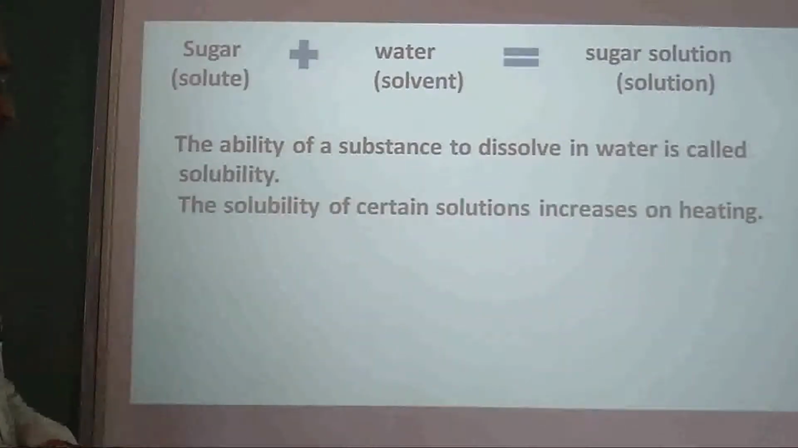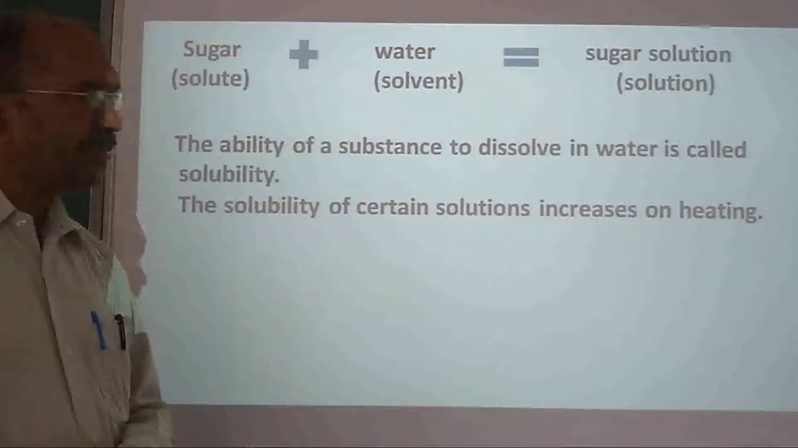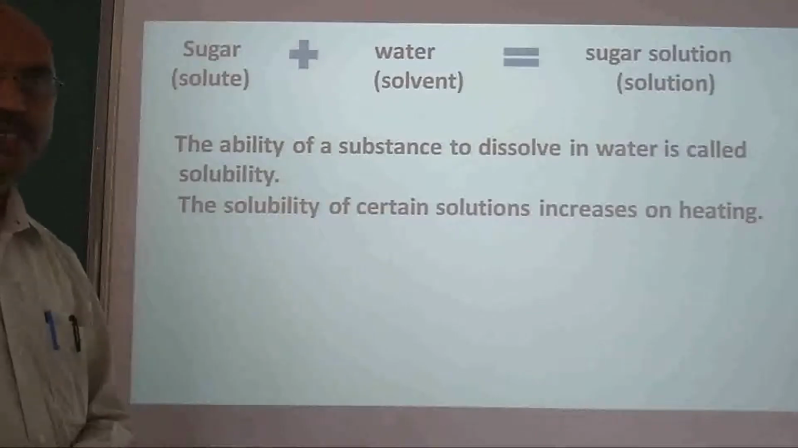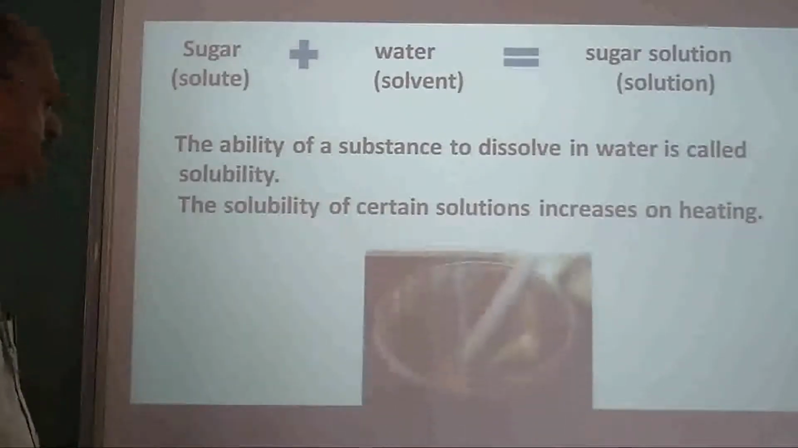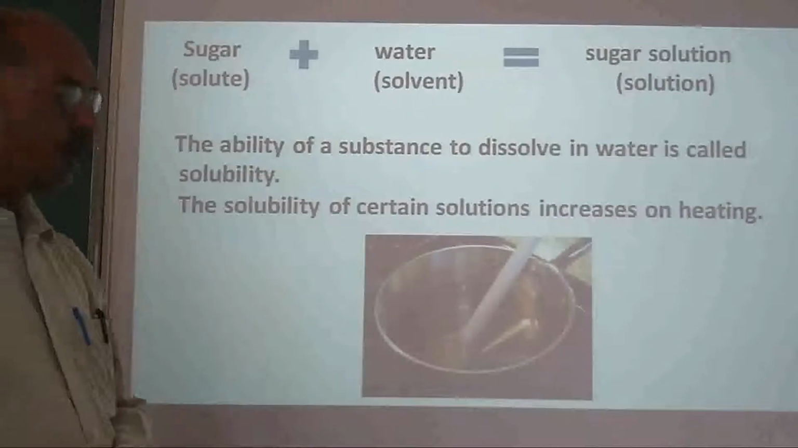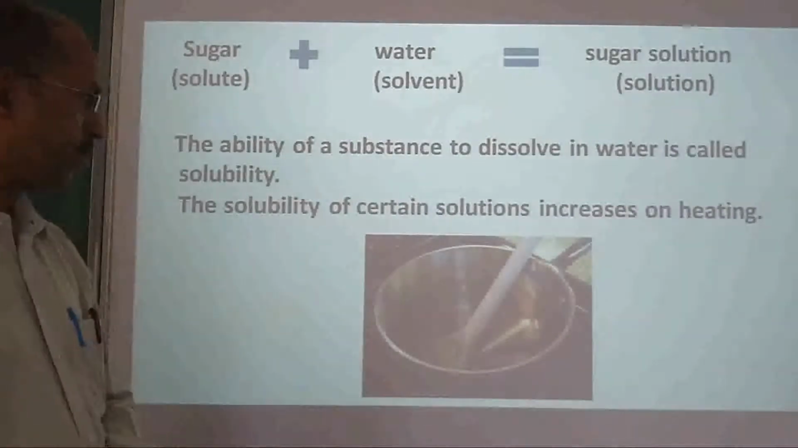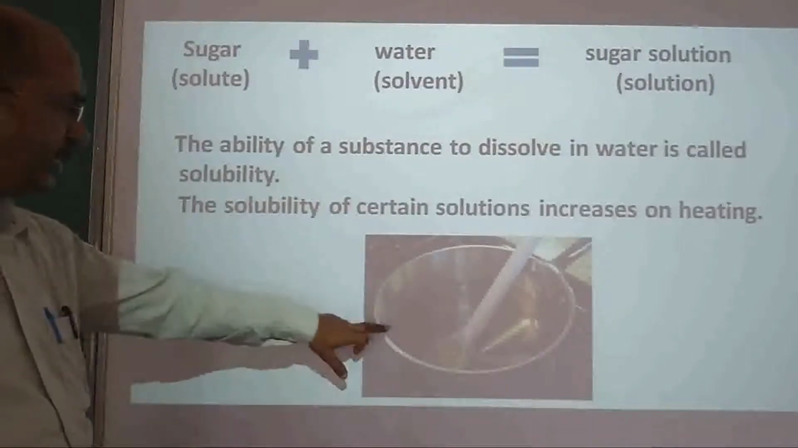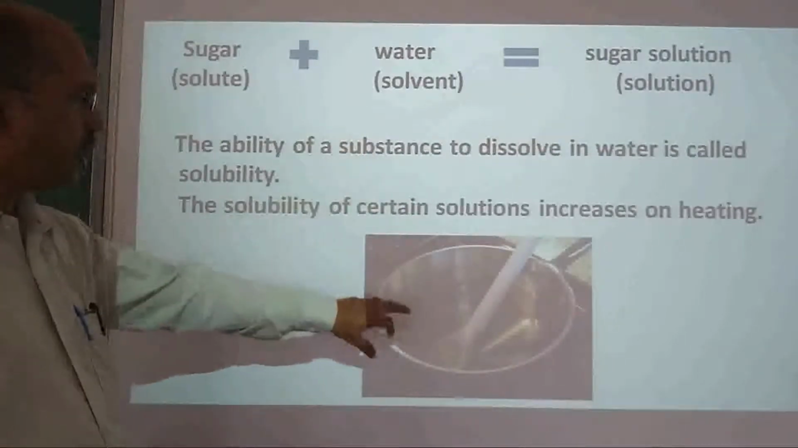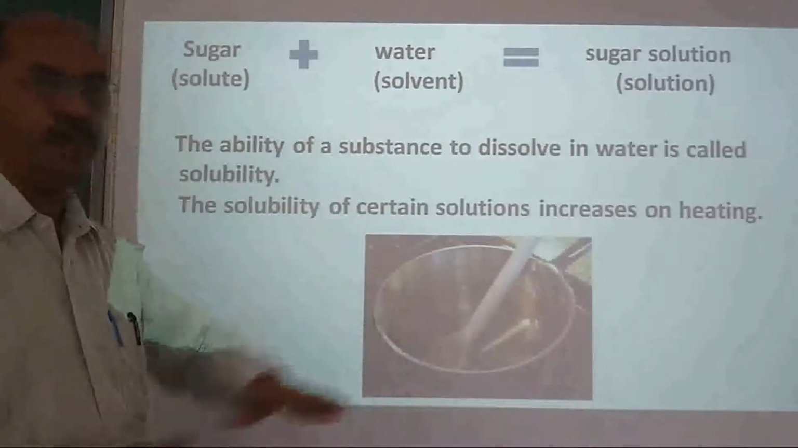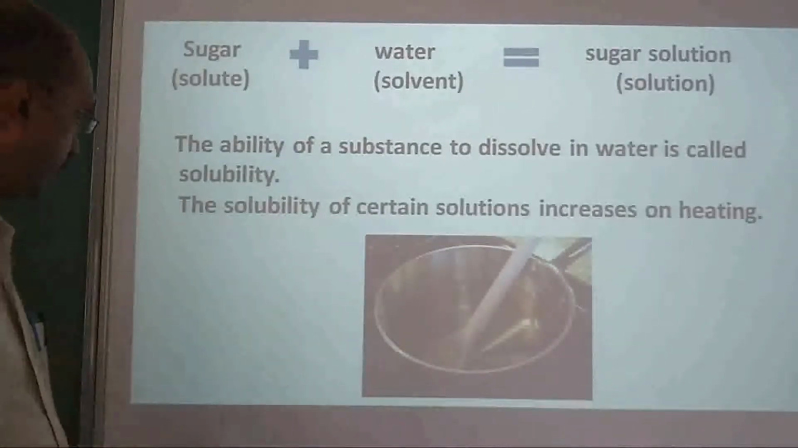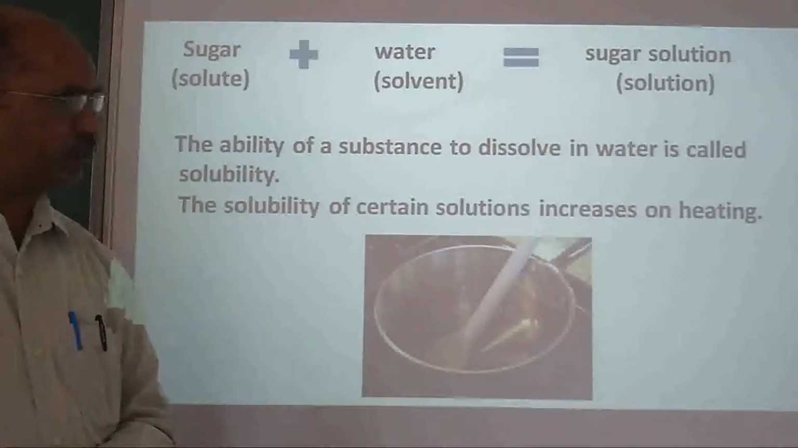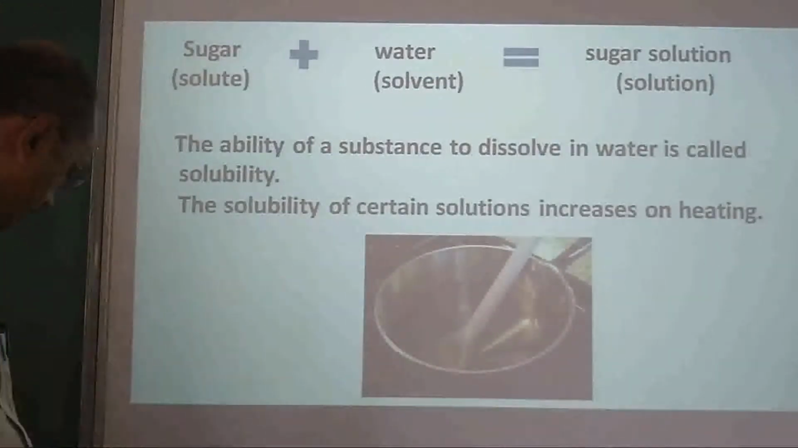And the solubility of certain solutions increases on heating. We can increase the solubility of some substances such as sugar. To make jamun, what do we do? We dissolve sugar in water, but we need a thick syrup. For that we have to boil it. When we heat it, excess sugar dissolves in the water and it becomes sugar syrup. So the solubility of certain solutions such as sugar solutions increases on heating.